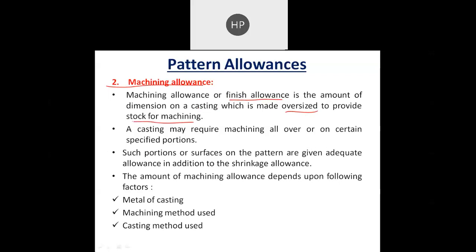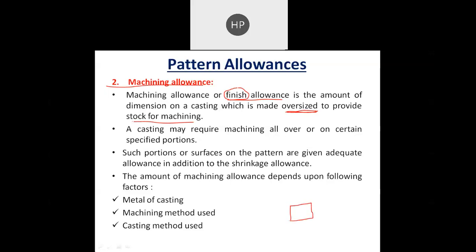Okay, again, machining allowance, also known as a finishing allowance. Machining or finishing allowance is the amount of dimension on a casting which is made oversized to provide stock for machining. Okay, so simply suppose this is the final cast we require.